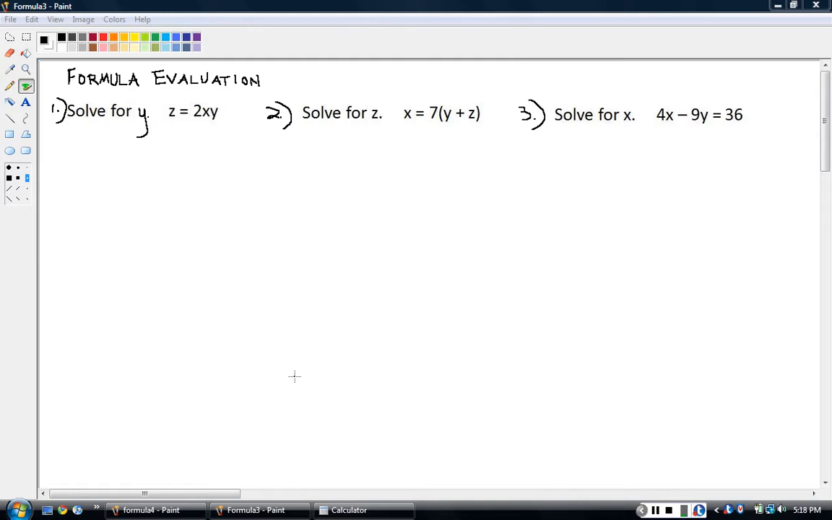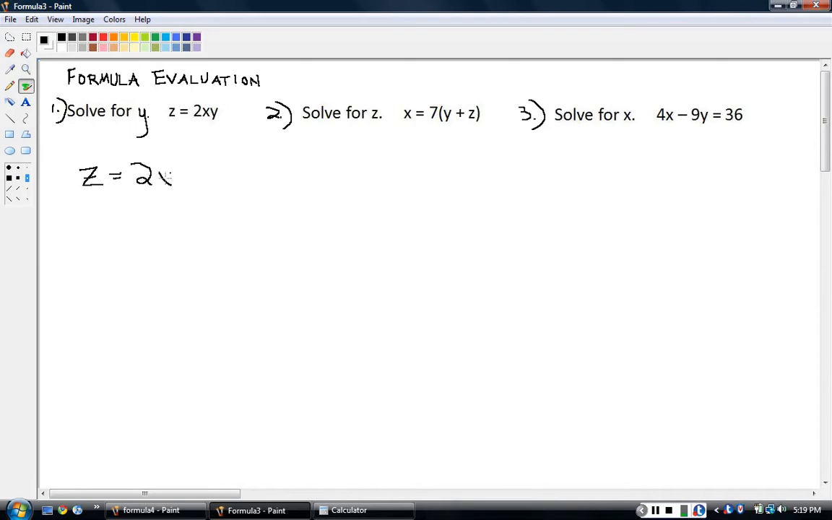If z equals 2xy. Okay, again, I'm not going to get a solution like y equals 10 or y equals some number. Right? It's going to be in terms of the other variables because I don't know what x and z are. Okay, so let me rewrite the equation below so I got a little more room to work here. Solve for y. z equals 2 times x times y.